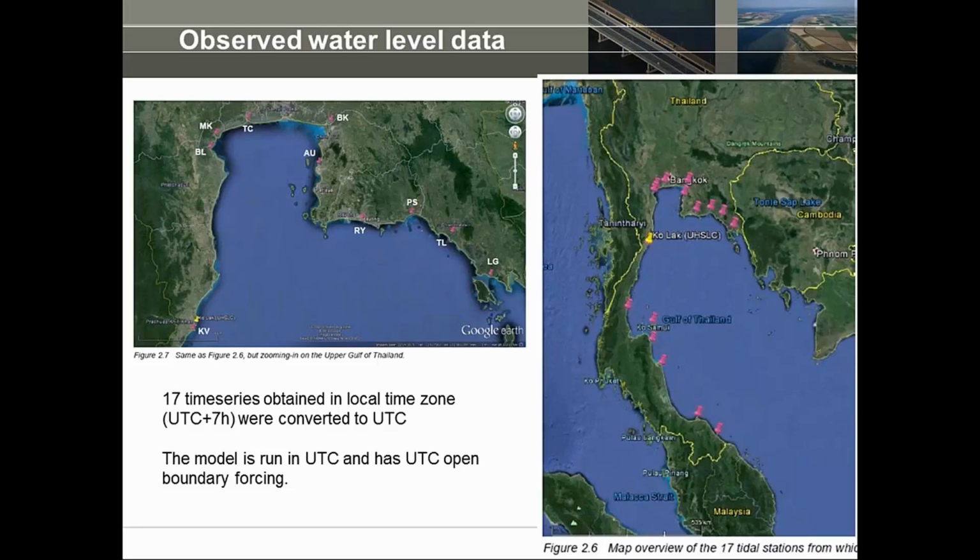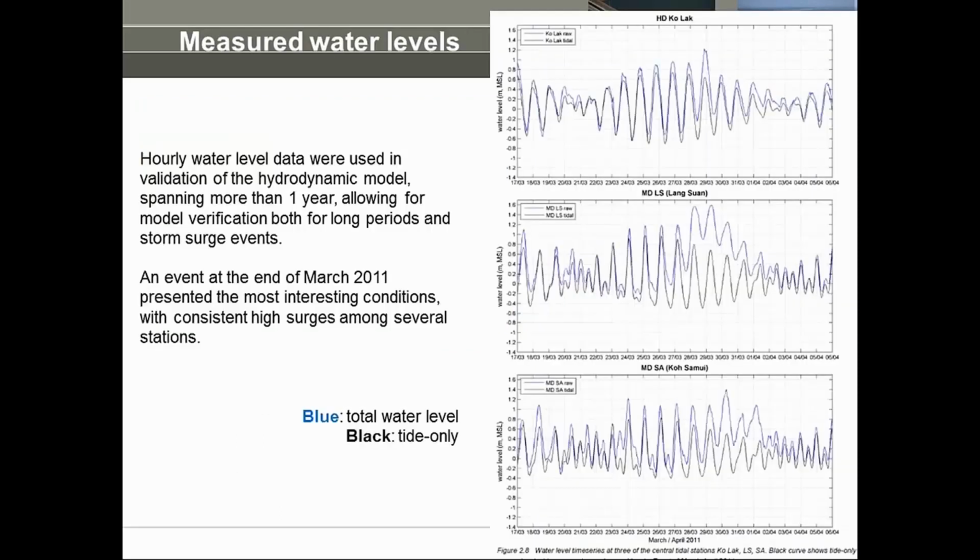And of course, you should take into account different time zones. So we converted all the data to UTC, although some data sets were given to us in local time zone.